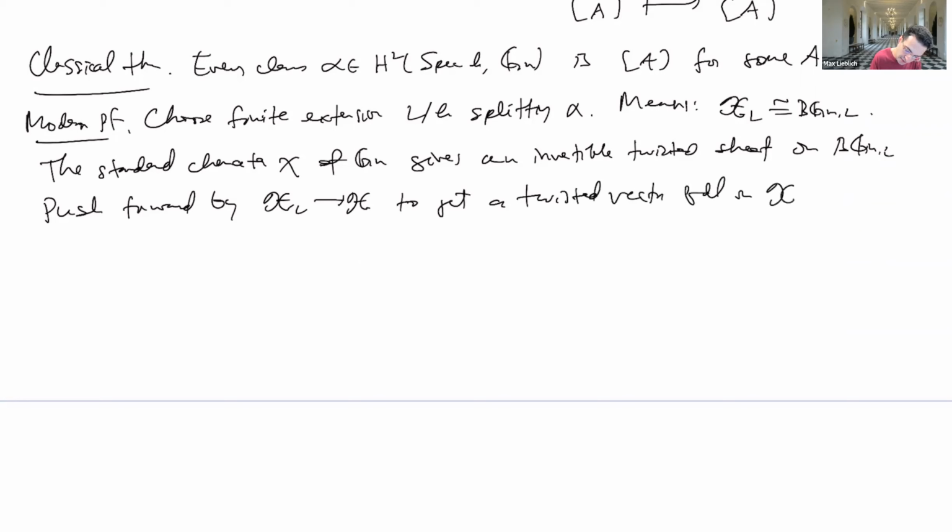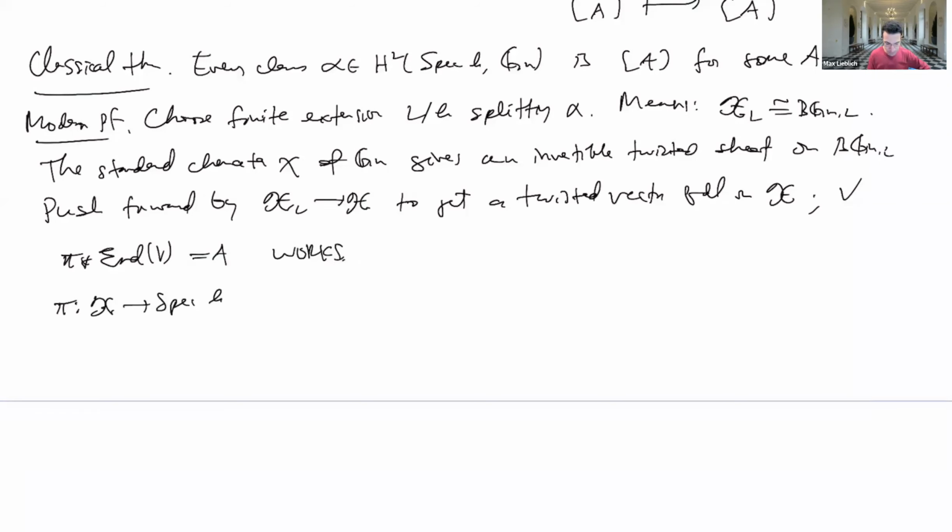on curly X. It's going to have some bigger rank. The rank is going to be the degree of L over K. And so let's call this twisted vector bundle, I don't know, say V. If I take pi lower star of the Hom from V to V equal to A, so here pi is the map from curly X to spec of K, this works.